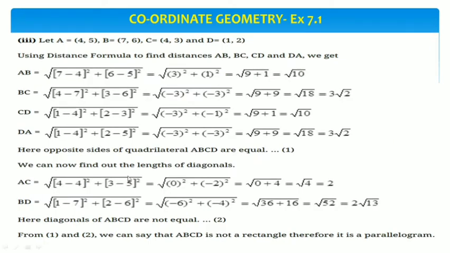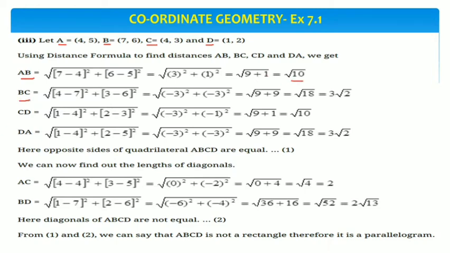Now let me move on to the third part of the same question. Now here again 4 coordinates are given. We have labeled them as A, B, C and D. Now we will find the length of all the 4 sides. First of all, we have taken out AB, that is coming root 10.